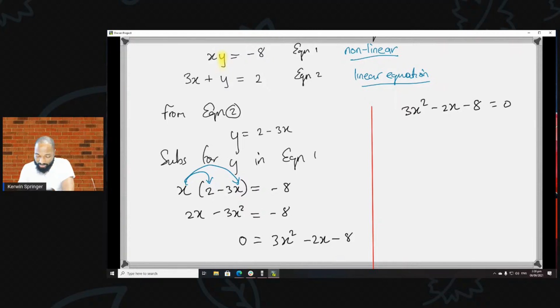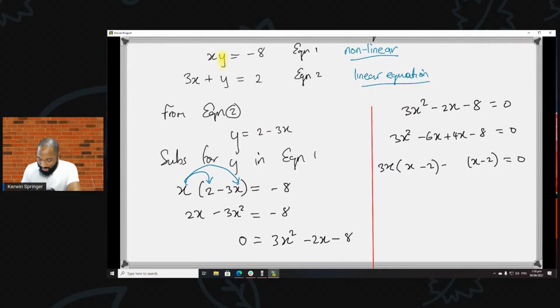Anyhow, let's factorize this. 3 by -8 is -24, so we need two numbers: -6x and 4x. Equals 0, right? Then 3x comes out, and we get x minus 2. You put x minus 2 there, and your plus 4 here. So you get 3x plus 4 and x minus 2 is equal to 0. When you equate these two to 0, you'll get x is equal to -4/3, or x is equal to 2.